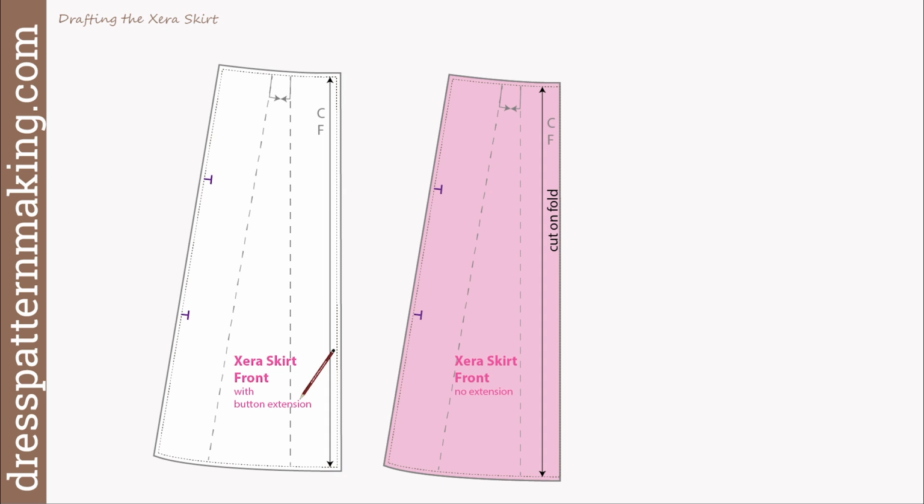I'll add seam allowance of 1 centimeter around both of these front pattern pieces. The pink one does not have any buttons and is cut on fold. I'll add the grain line shown by the double-headed arrows, and I'll label the pattern pieces with a skirt name and any other information I want on there.